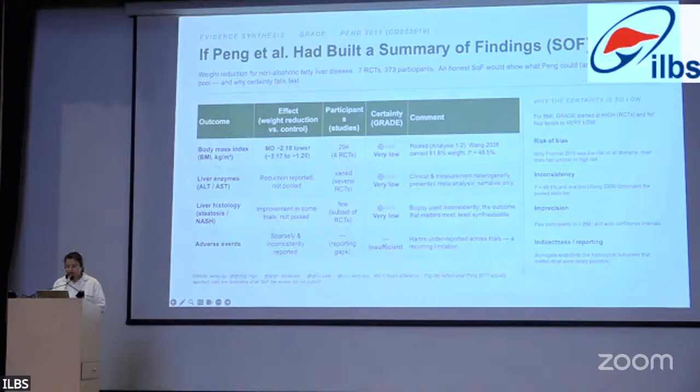We start with the row of one outcome that they could pool, BMI. Four of the seven trials, 294 participants here, gave a pooled mean difference of minus 2.18. Statistically clear, not crossing the null, and clinically plausible. So weight reduction lowers BMI, but notice the certainty. Because of certain risk of bias, the certainty came as very low. We started at high because they were randomized trials, but the certainty came as very low. We dropped for the risk of bias, for inconsistency, and for imprecision. So four downgrades brought it to very low.